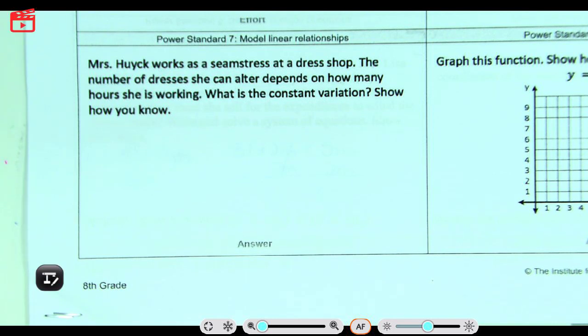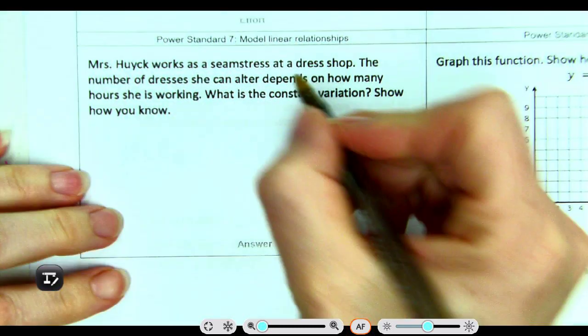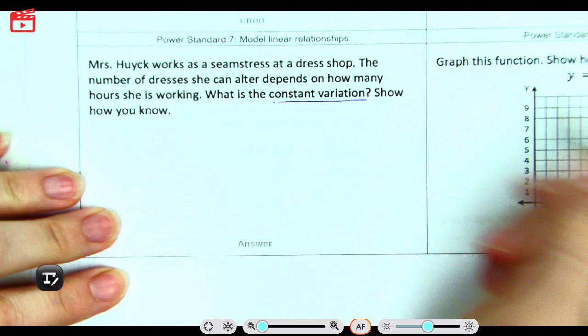Warm up 27, power standard 7. Mrs. Hayuk, something like that, works as a seamstress at a dress shop. The number of dresses she can alter depends on how many hours she is working. What is the constant of variation, and show how you know.